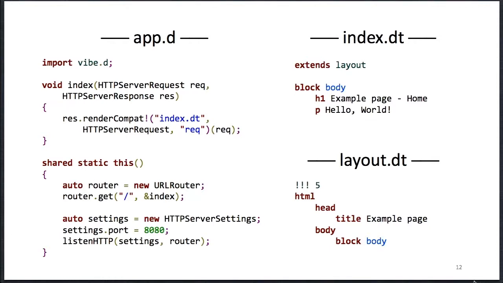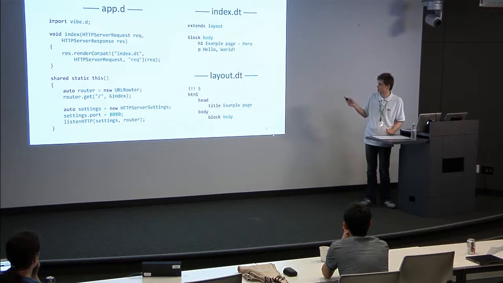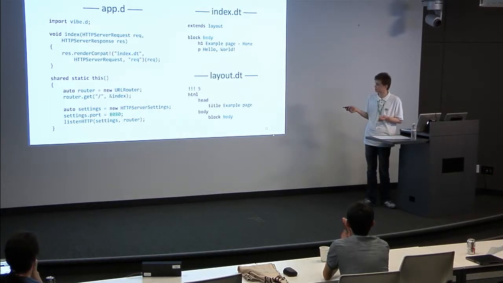So what's interesting about Diet templates is that they're compile time. That means when you compile your Vibe application, during compiling it, using compile time function execution and the capability to read files off the disk, it will transform the Diet template code into D code, which will end up as machine code. So it will be optimized, as fast as a JIT, basically.